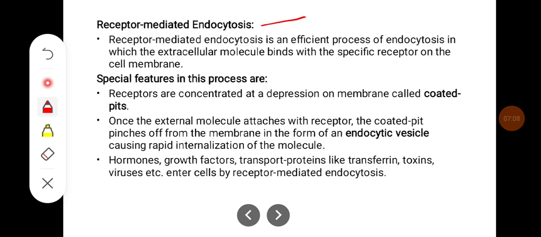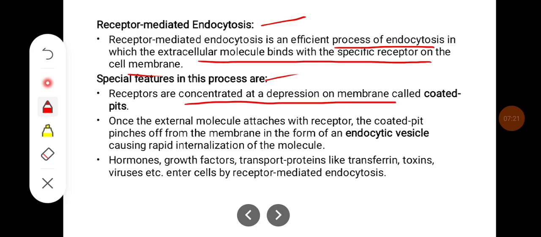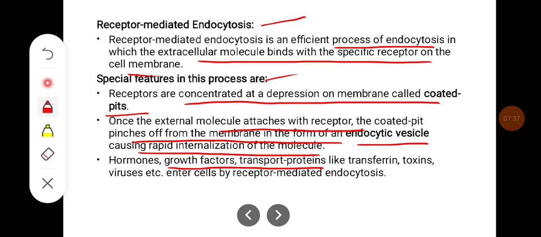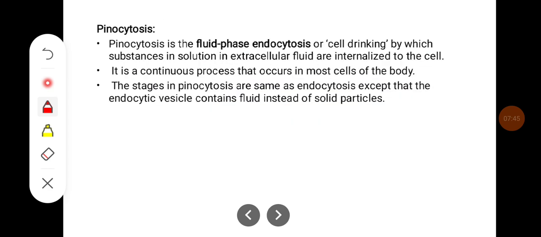Receptor mediated endocytosis. Receptor mediated endocytosis is an efficient process of endocytosis in which an extracellular molecule binds with a specific receptor on the cell membrane, as we discussed. A special feature is that receptors are concentrated at depressions of the membrane called coated pits. Once the external molecule attaches to the receptor, the coated pit pinches off from the membrane to form an endocytic vesicle, causing rapid internalization of the molecule. Hormones, growth factors, transport proteins like transferrin, toxins, viruses, etc. enter the cell by receptor mediated endocytosis.